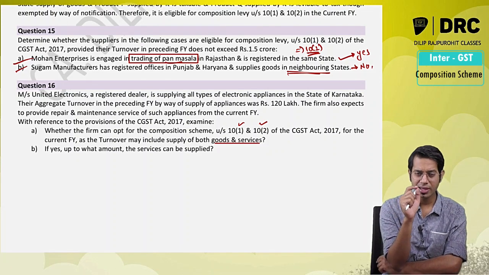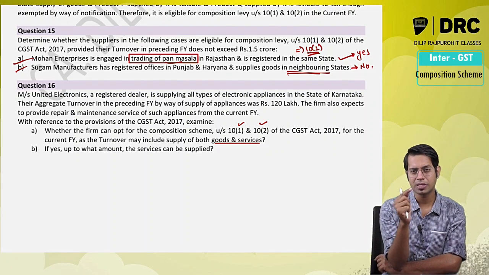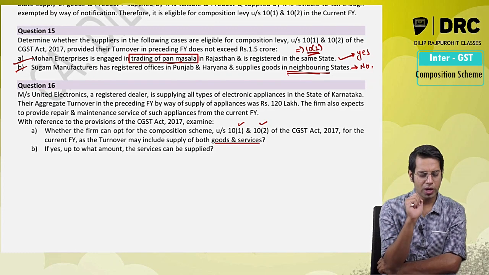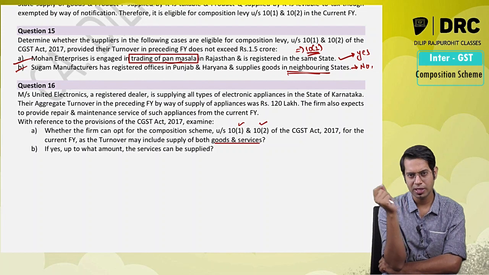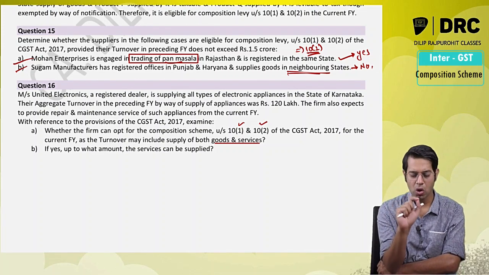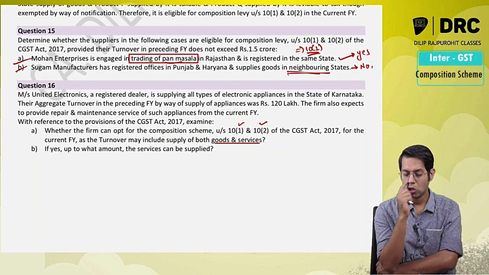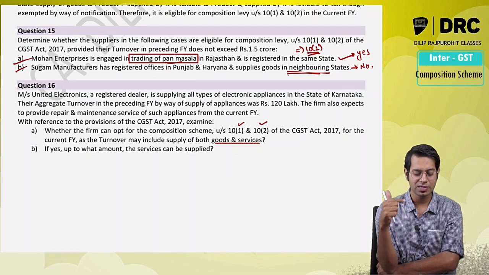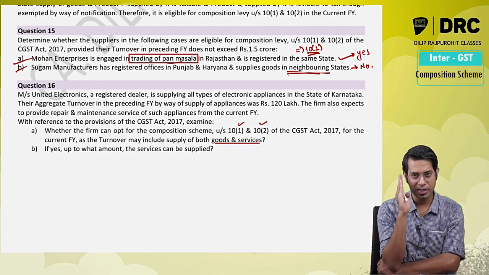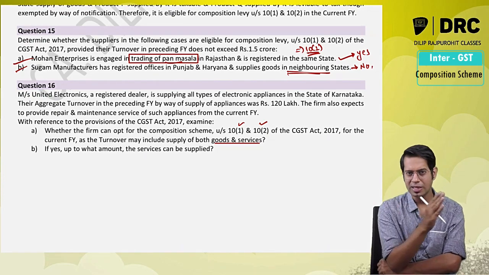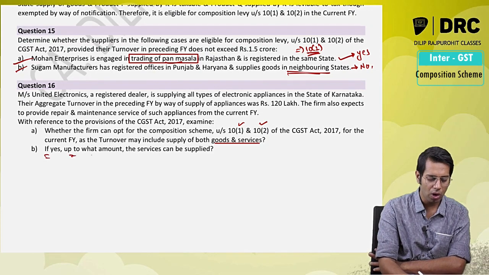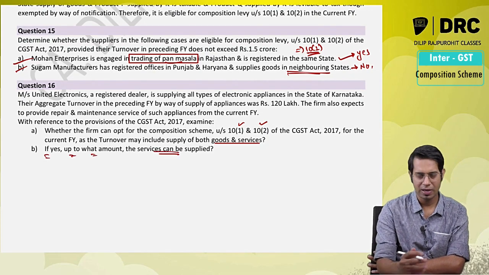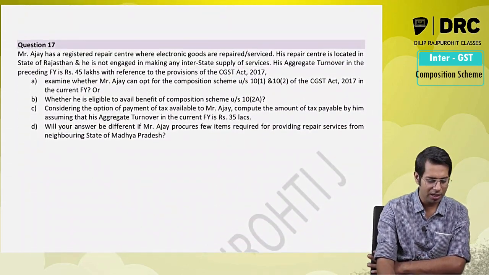However, the services supplied by United Electronics should be restricted to 10% of the turnover, that is 120 lakhs into 10%, which is equal to 12 lakhs or rupees 5 lakhs, whichever is higher. So if the value of the services supplied by United Electronics is within the limit of 12 lakhs, then yes, it can become a composition dealer. If yes, what amount of services can be supplied? 12 lakh rupees. Okay, last question.